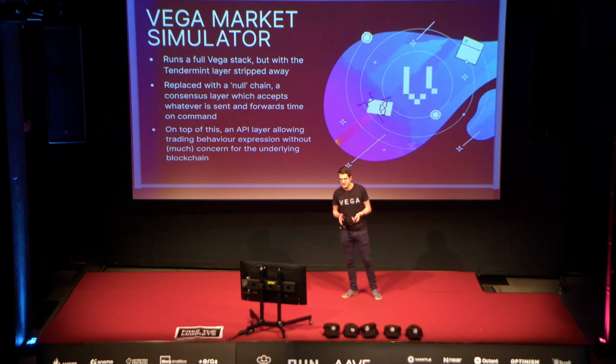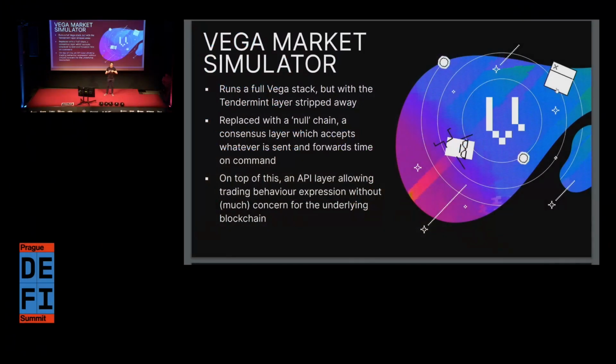So the Vega Market Simulator is a few sets of layers. If we start with our base layer, we built out what we call a null chain, which is ultimately a full Vega stack with the consensus layer stripped away. The previously mentioned consensus layer is a Tendermint base layer. We remove that and we add a layer that just accepts whatever transactions it receives, and crucially gives us total control over time flow and that kind of thing. If you think in your Ethereum world, it's very similar to something like Hardhat or Foundry or that kind of thing.